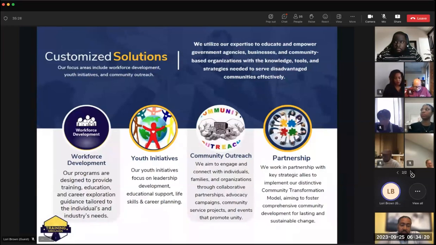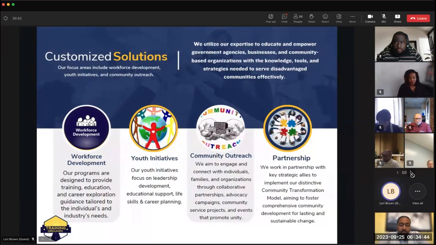So as it relates to workforce development, our programs are designed to provide training, education, and career exploration guidance tailored not just to the individuals that we serve, but we also have industry sector partnerships that we cultivate and build responsive solutions to industry needs that they may have on the workforce space.